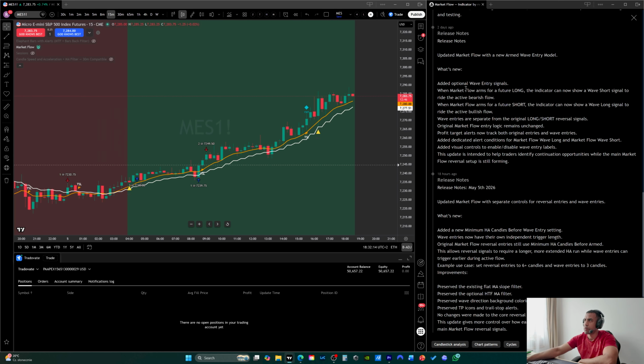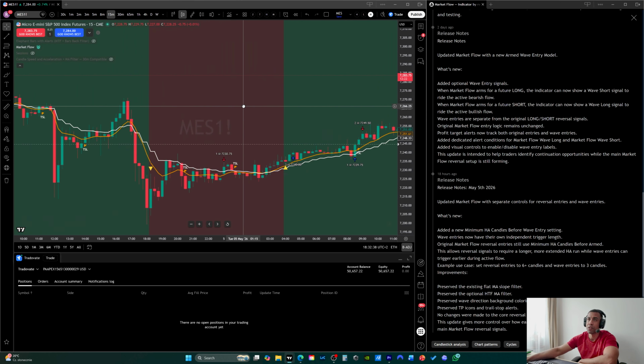Okay, I did an update a few days ago, I think yesterday, and then another update today. I'm just improving the indicator overall. Okay, so here's what's new. When the market flow arms for a future long position, the indicator can now show a wave short signal to ride the active bearish flow.